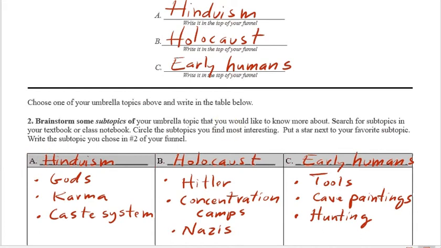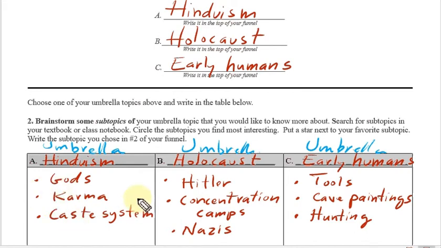Just to make that clear, I'll write them. Let me write in a different color. Light blue, that's nice. So these are umbrellas. Umbrella, umbrella, umbrella. That's a lot of umbrellas. All right, and then these down here are your subtopics.